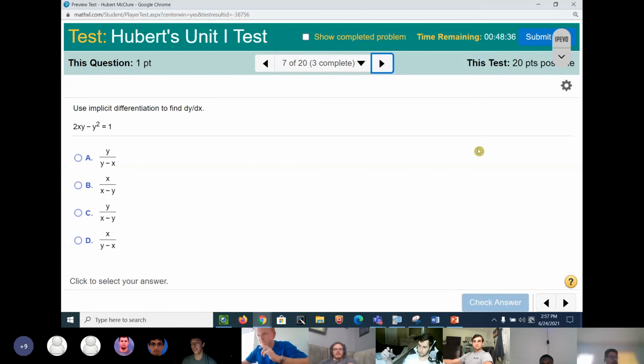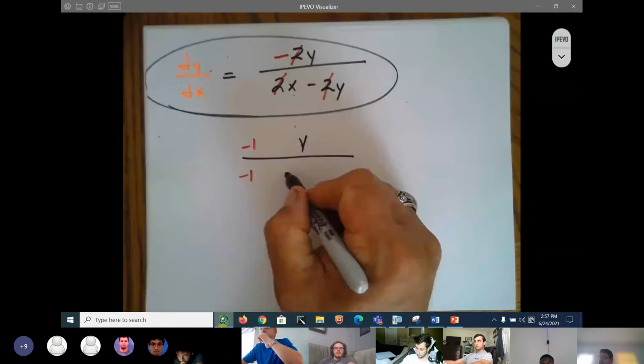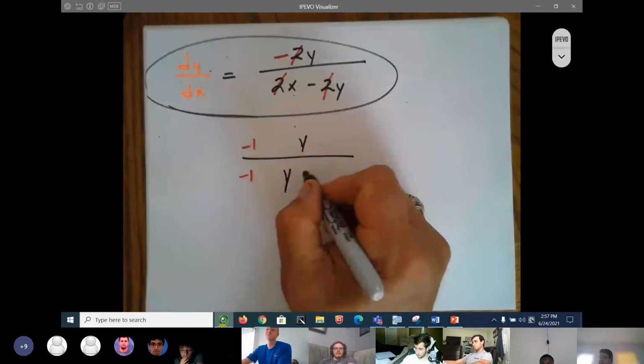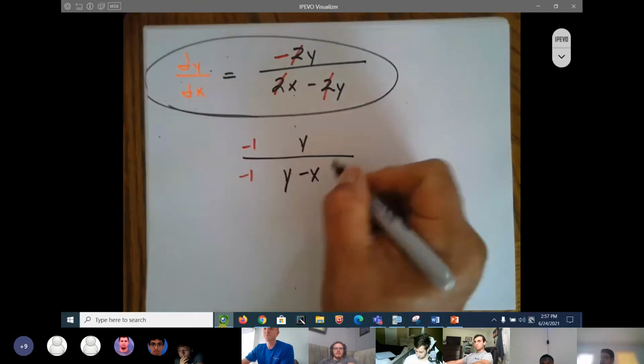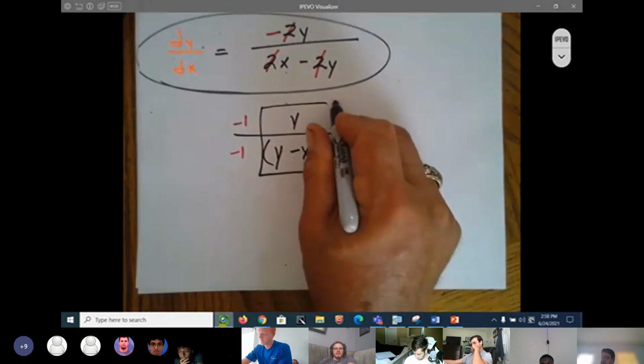And the 2's cancel, and what does that leave you? Negative y over what? Well, you could factor out the -1 and -1, and that's going to leave you with y over, let's see, y minus x. So that should be your answer.